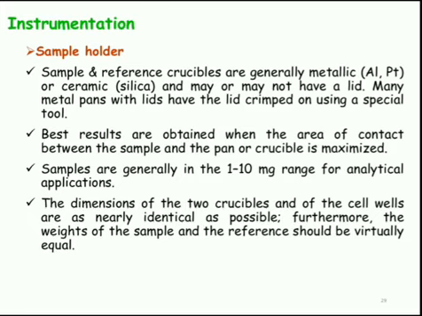The samples are generally in the 1 to 10 milligram range for analytical applications. The dimensions of the two crucibles and of the cell walls are as nearly identical as possible. Furthermore, the weights of the sample and the reference should be virtually equal. That is, the sample holder holds the sample and the reference material.